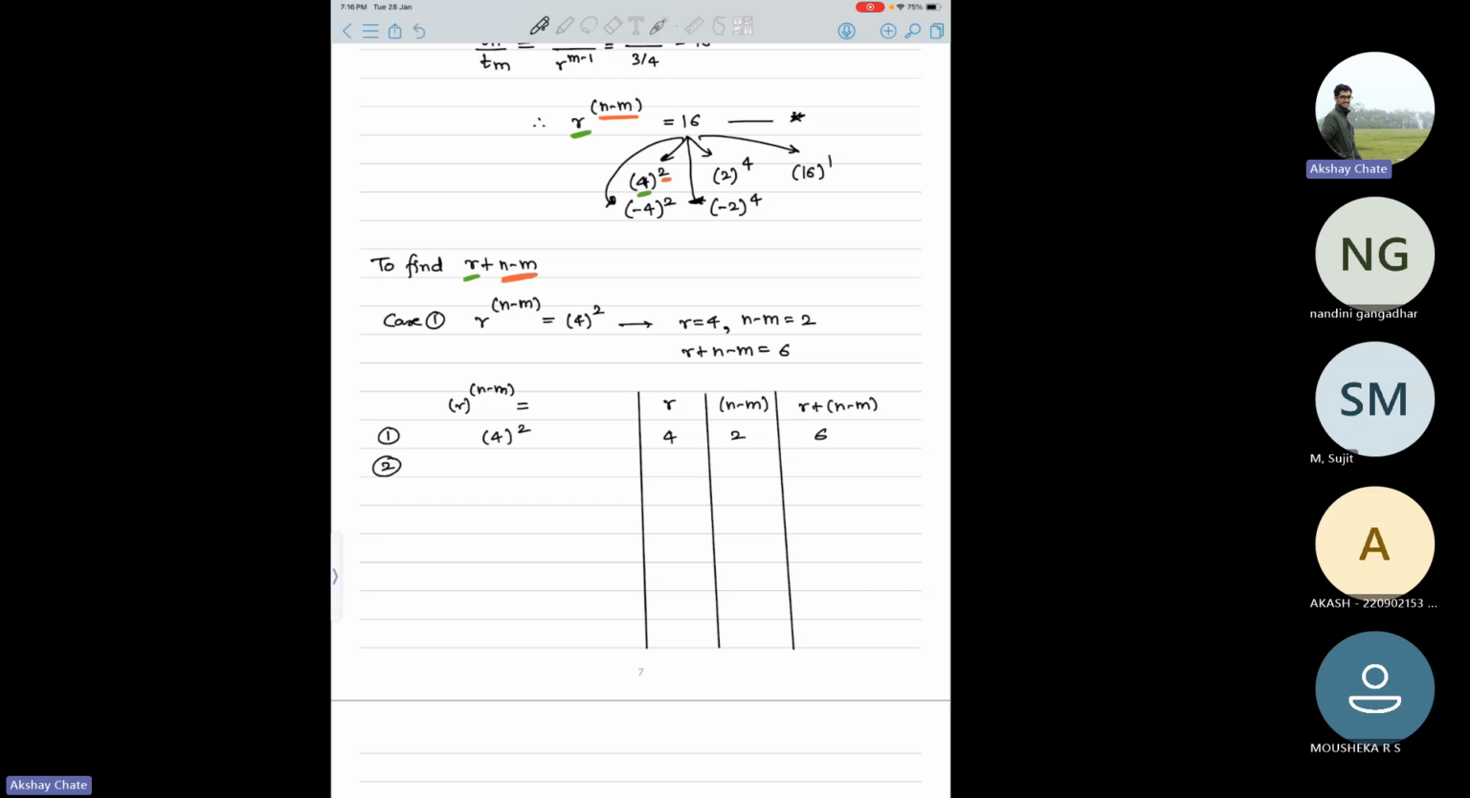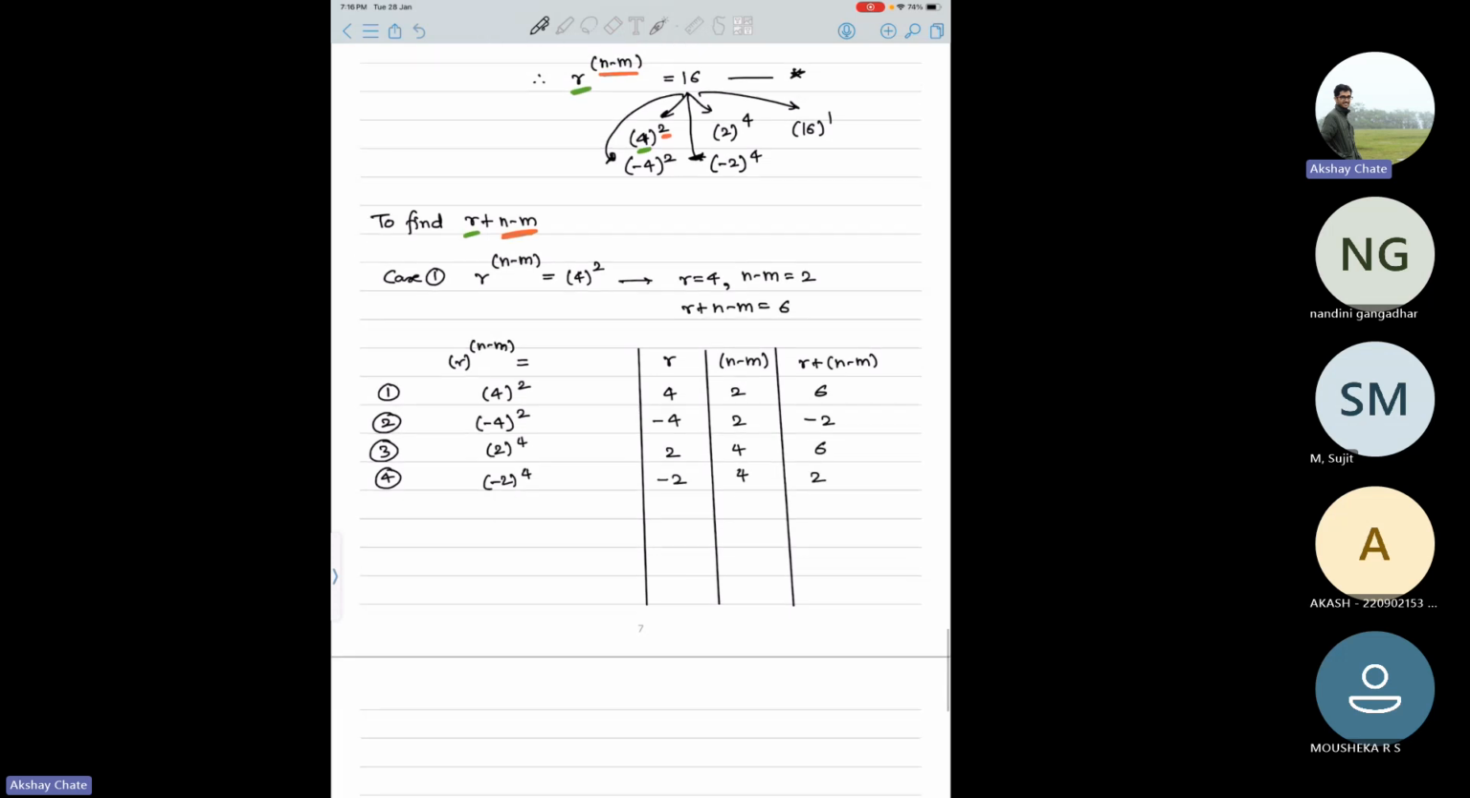Let's take the second case, where it is minus 4 whole square. Here r is minus 4, n minus m is still 2. So if you sum it up, it is minus 2. Third case, let's take 2 power 4. Here r is 2, n minus m is 4, it is 6. Minus 2 power 4, r is minus 2, n minus m is 4, it is plus 2. And the last case, which is 16 power 1, here r is 16, this is 1, so the summation is 17.